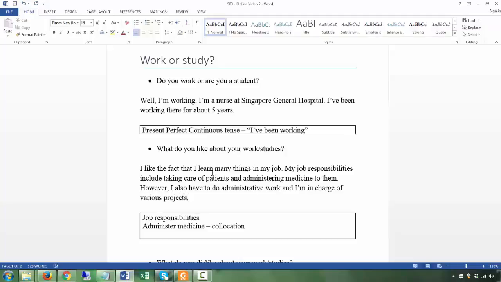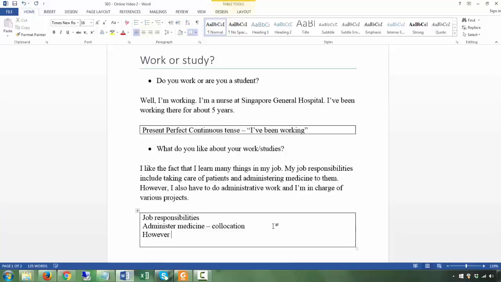Okay, so what this nurse is saying is, I like the fact that I learn many things in my job. My job responsibilities include taking care of patients, administering medicine. However, not just that, but here you're using some cohesive devices which help you, which is good. However, not only do I do that, I also do this. So however is like, that's not all. I also have to do administrative work, and I'm in charge of various projects. So I'm not just a normal nursing job taking care of patients and administering medicine, but I also have to do this.